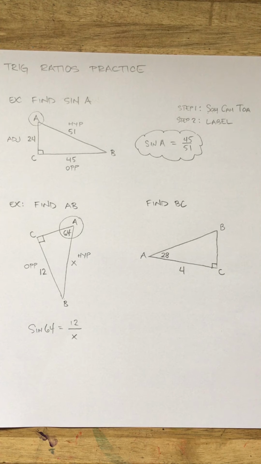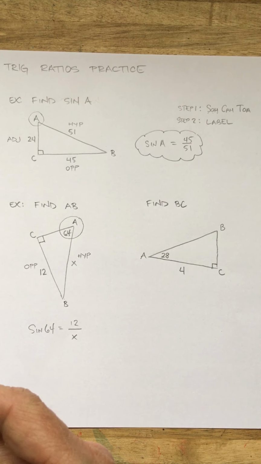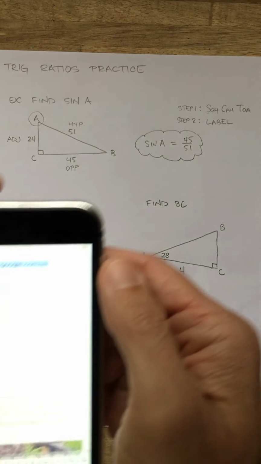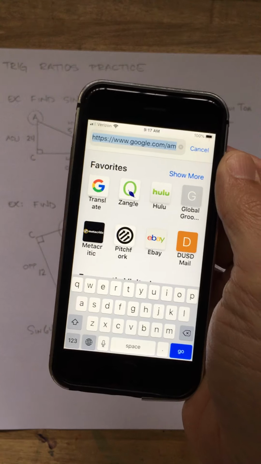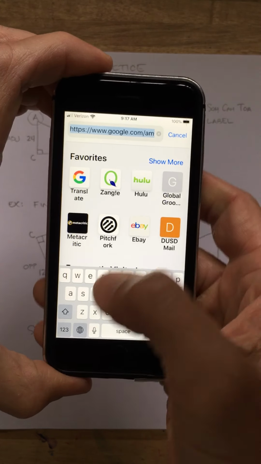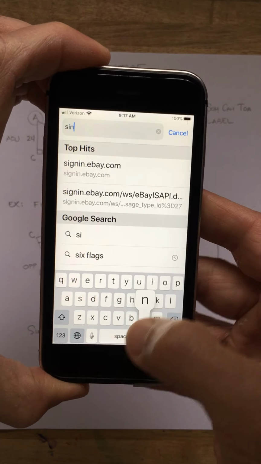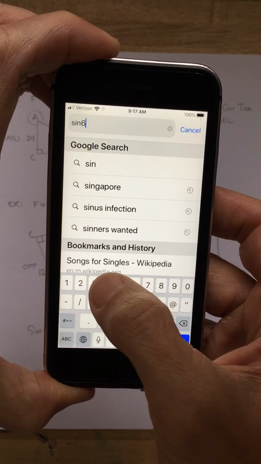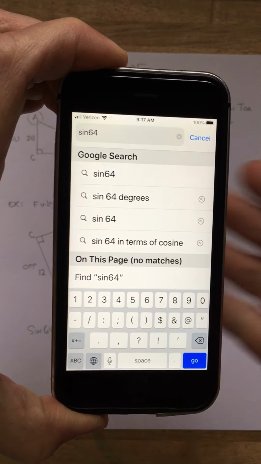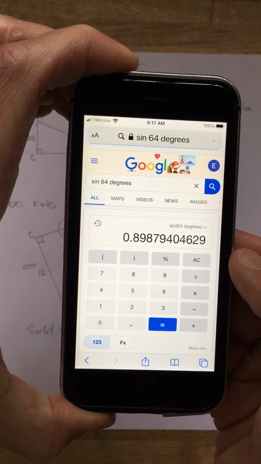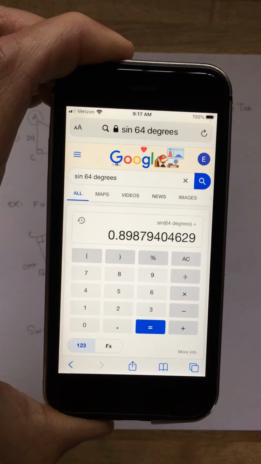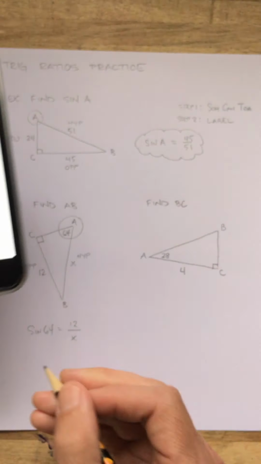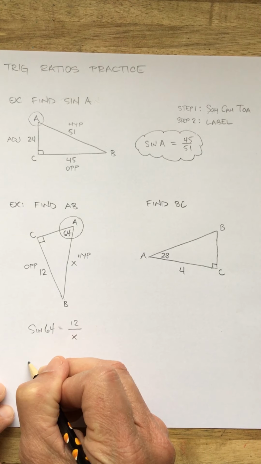Okay? And so now we're going to get our calculator. Let me just get online here. Okay, and here is my, I'm just using my phone. I'm going to Google search it, sine of 64. So I just type in sine 64. And see, that one says degrees, so I'm going to hit degrees. There it is, 0.89879.